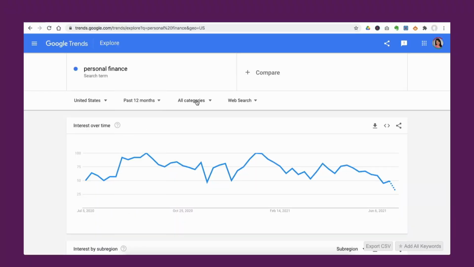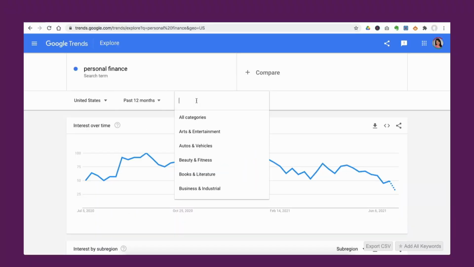Okay. Then the third category is literally all categories. And in here, you can choose a specific category you want to focus on. I generally just leave this to all categories because I'm not yet sure about the niche. So I want to leave this as broad as possible, and there will be an option to narrow this down later.